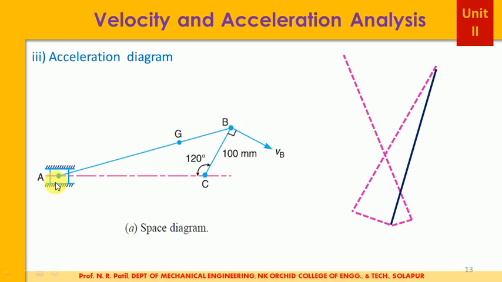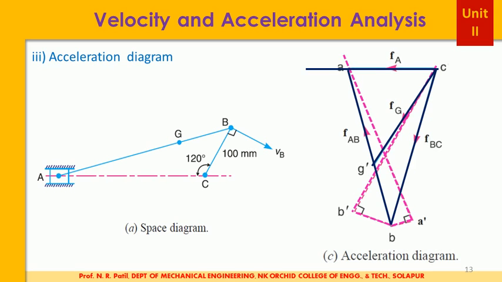Now since the slider is sliding horizontally, draw a line parallel to this AB from point C. So these two lines will intersect here, and this is nothing but point A. Now join this A and B to complete the acceleration diagram. Now you want to locate point G, and everyone knows how to locate G. So you will get that point G and then join G to C. This way, label all the points and you will get the acceleration diagram.